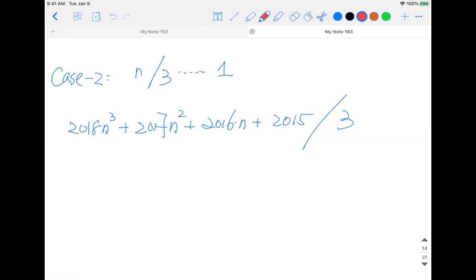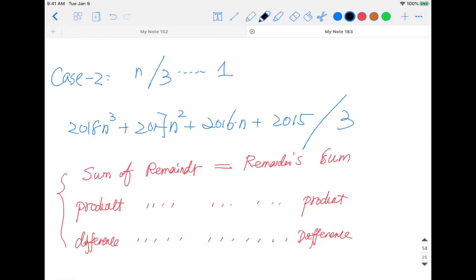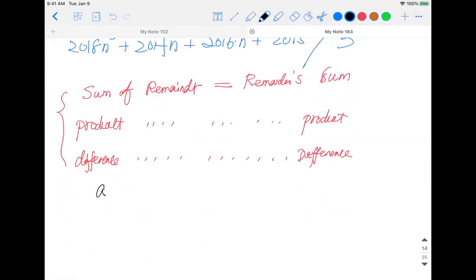The property goes that the sum of the remainders is actually equal to the remainder of the sum. The product of the remainders equals the remainder of the product. The difference of the remainders equals the remainder of the difference. I'll use some human language to explain this to those who are not familiar with it. Let me just give you a real example.